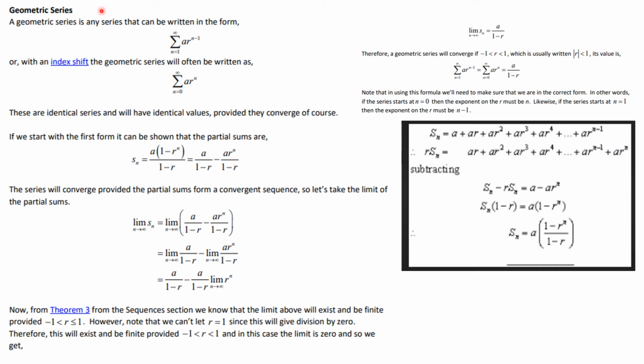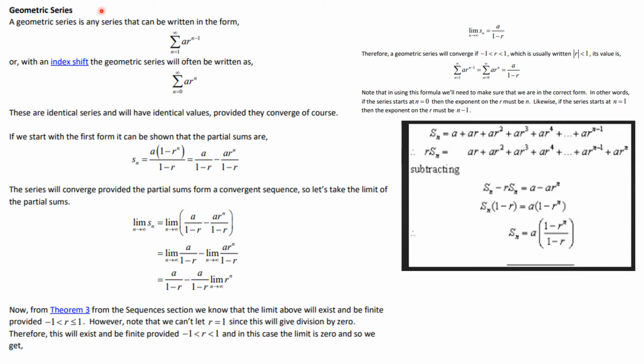The first of these is called a geometric series. A geometric series is any series that can be written in the form summation from n equals 1 to infinity of a, that's a constant, times r, which is one of your parameters, raised to the n minus 1.